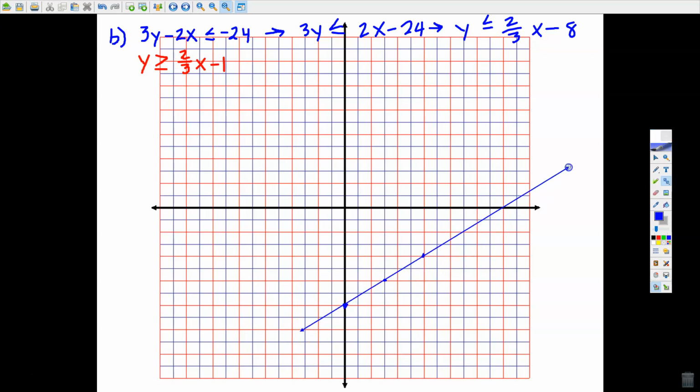All right, so there's the boundary line for the blue inequality. And since it says less than, I'm just going to keep in mind that I will eventually be shading below this blue line. Less than is below the line. But I'm going to hold off and do my shading at the end.